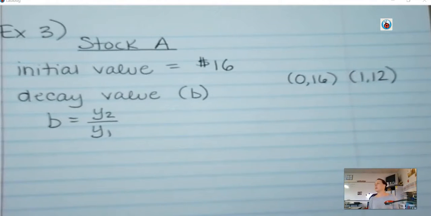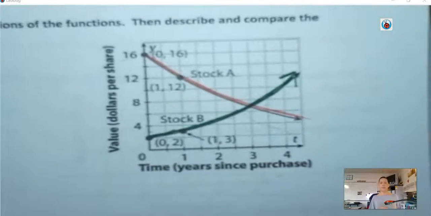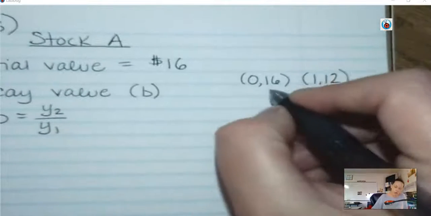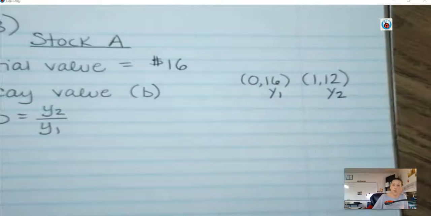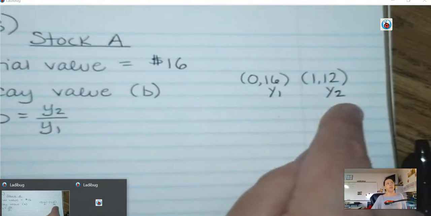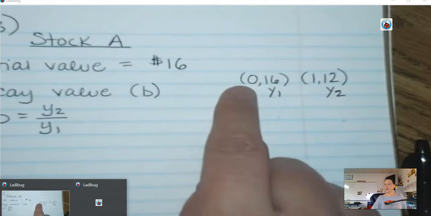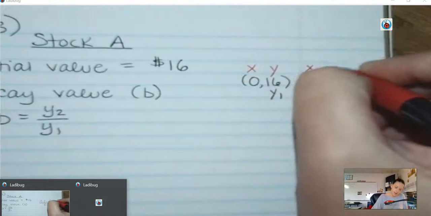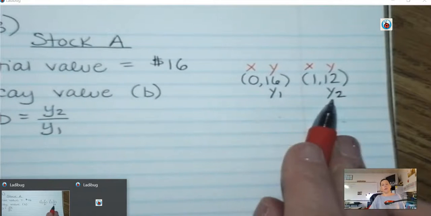The order does matter. This is not linear equations. With linear equations, it didn't matter; you could make either point your first point or second point. Here, with exponential growth and decay, it does matter. You have to go in order from left to right. So this has to be y sub 1 and this has to be y sub 2. You can't switch them. Like when you have a point, it's x, y, x, y. This is your first y, and this is your second y.